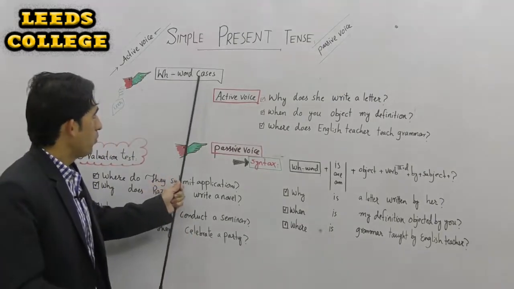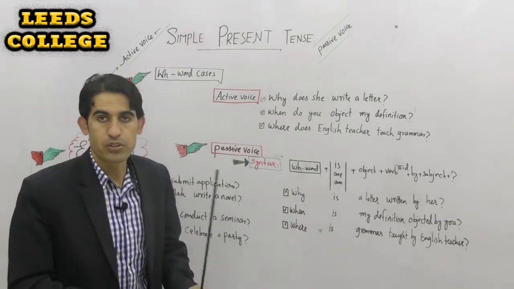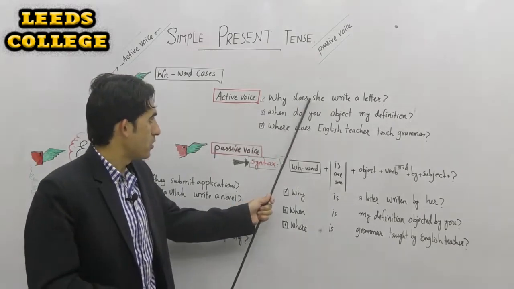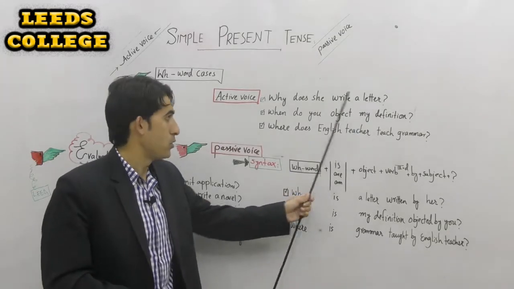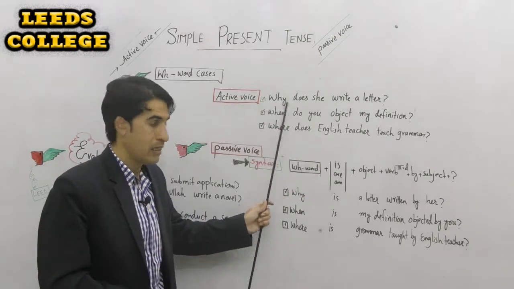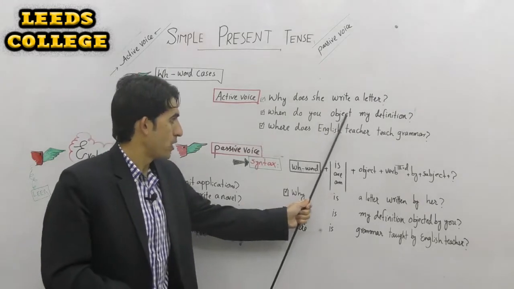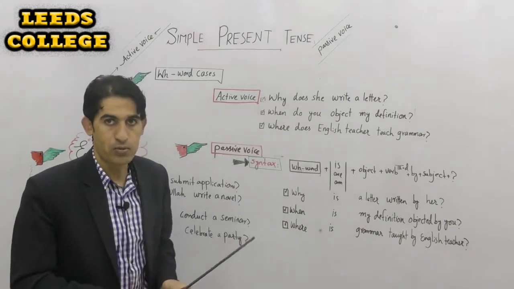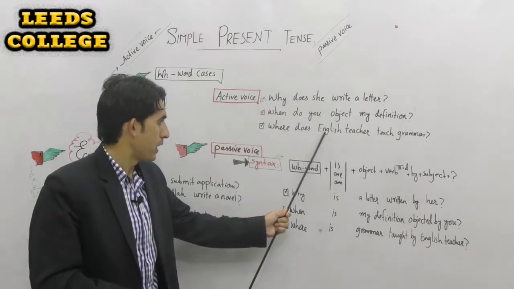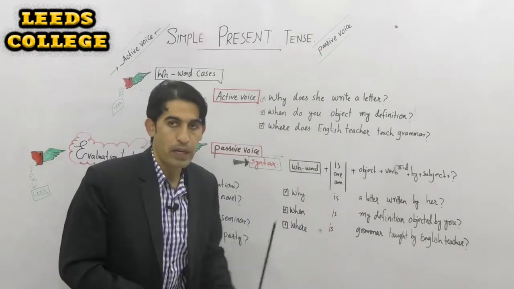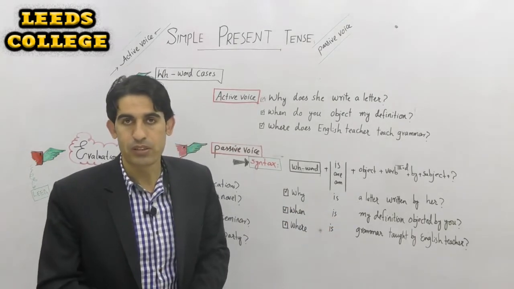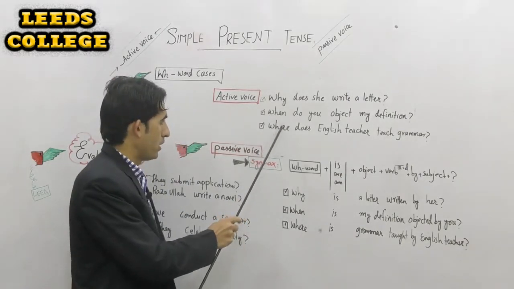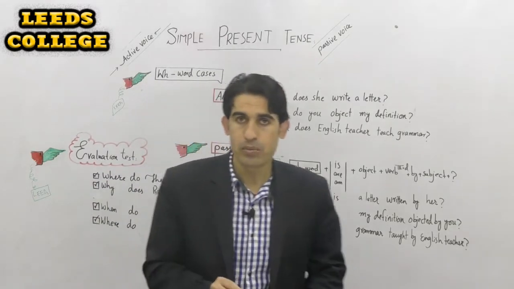Okay, we have the WH word cases and I have listed 3 active voices. We begin from the first one: Why does she write a letter? It is introduced by the WH word why. When do you object my definition? It is introduced by when. In the last case we have, where does the English teacher teach grammar? All these active voices, each of the sentences, are introduced by question words: why, when, and where. Now the point is how we change them into passive voice.